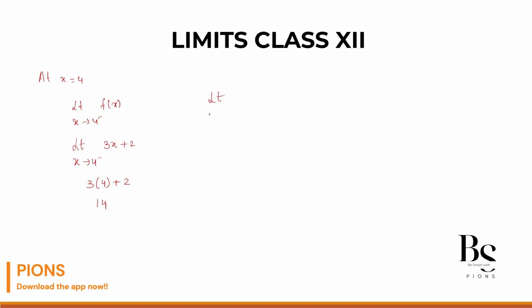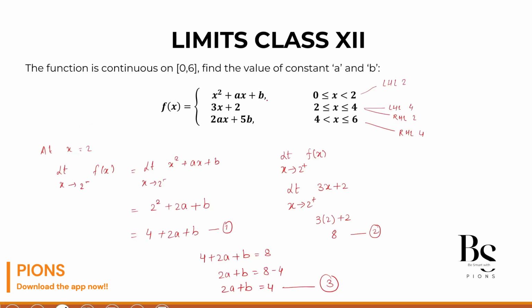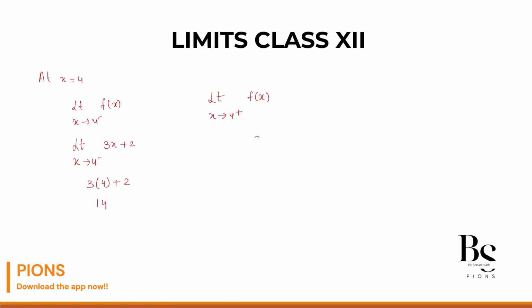Let's solve for the right hand limit over here. So limit x tending to 4 positive of f of x. 4 positive means right hand limit, on the right hand side of 4. And what is the function on the right hand side of 4? 2ax plus 5b. Let's put it here. So it will be 2ax plus 5b, limit x tending to 4 plus. Let's substitute here 4. So it will be 2a into 4 plus 5b. 4 2s are 8a plus 5b.